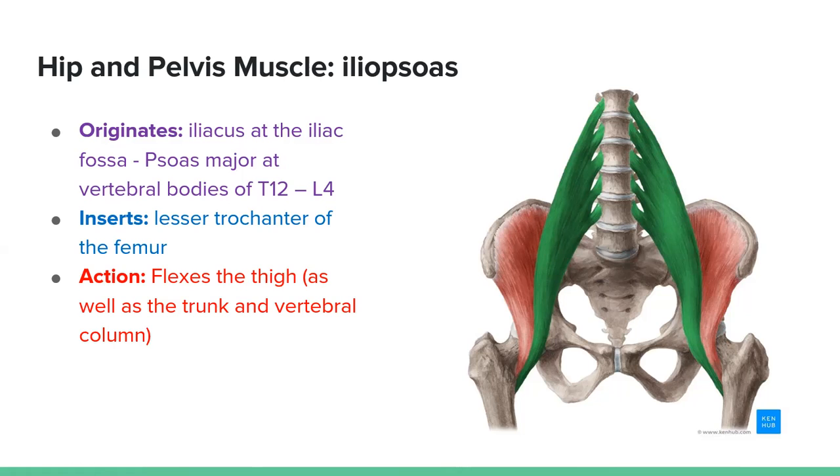We do have the exact location in terms of the spine, T12 to L4. And then, of course, it inserts at the lesser trochanter of the femur. And then the function would be thigh flexion, and also in the trunk and the vertebral column as well.